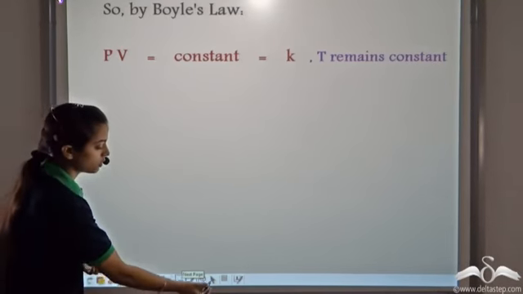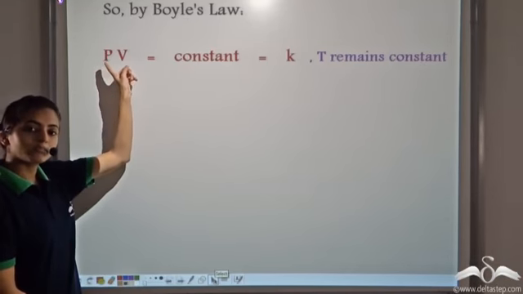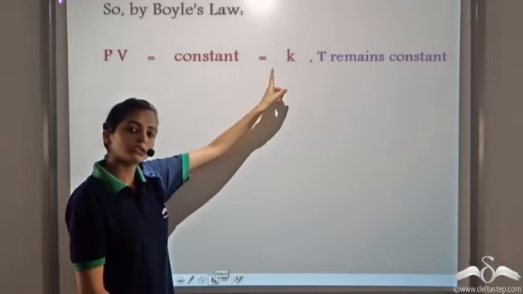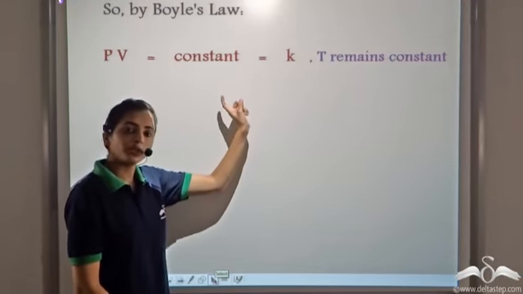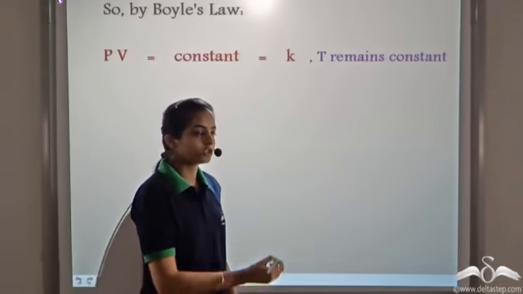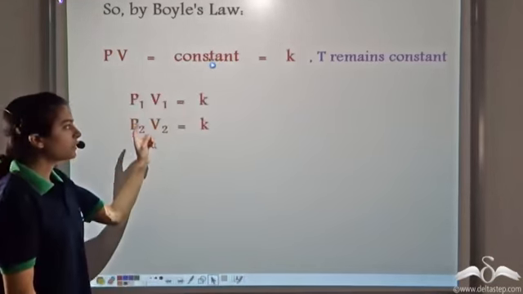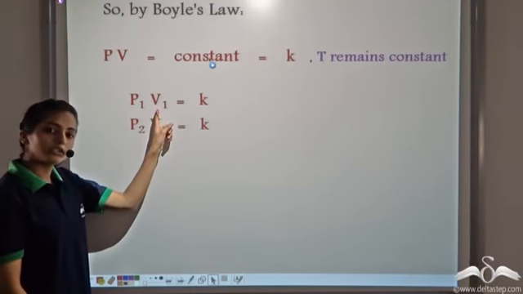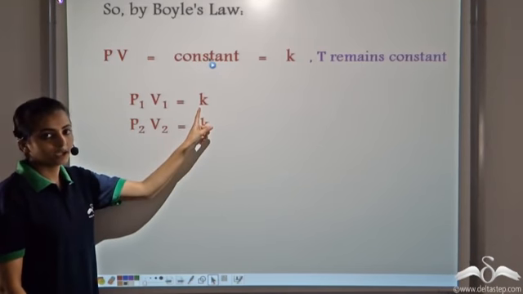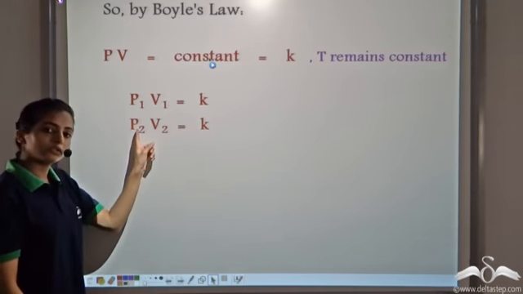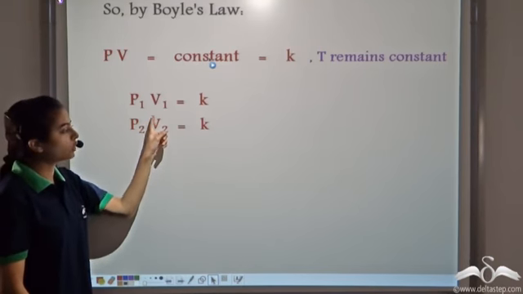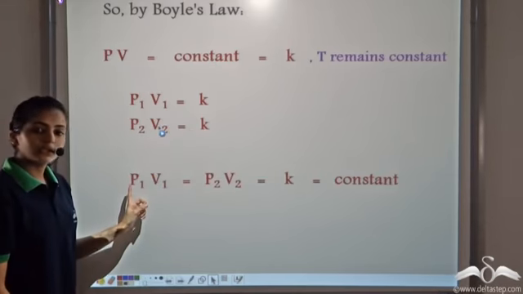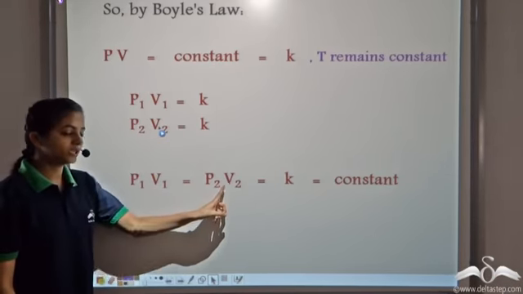From Boyle's law, we saw that PV, that is the pressure into volume of a gas, is constant. Let us denote this constant by K, and we know this is valid for a particular gas at a constant temperature. If we have the initial conditions, say at some initial pressure P1 and initial volume V1, the product comes out to be K. The final pressure of the gas is P2 and the final volume is V2. Again the product is constant, which is K. So we get that P1 into V1 is equal to P2 into V2.